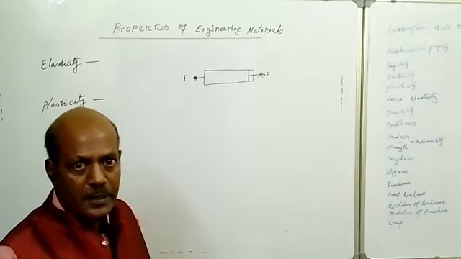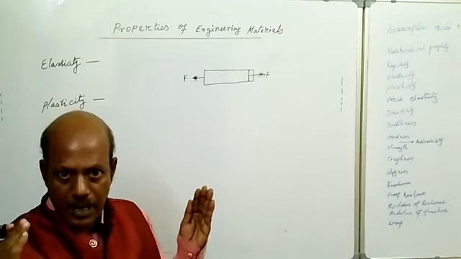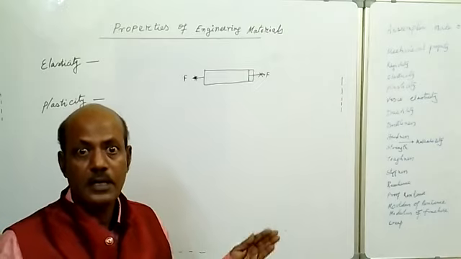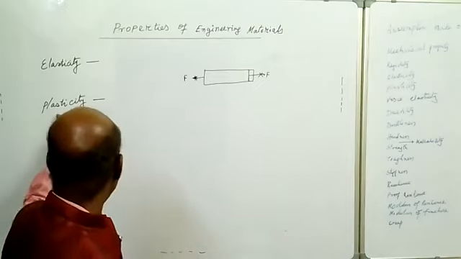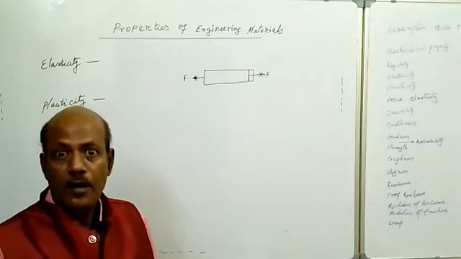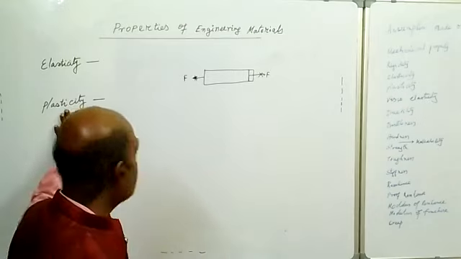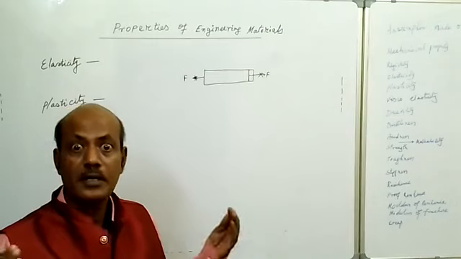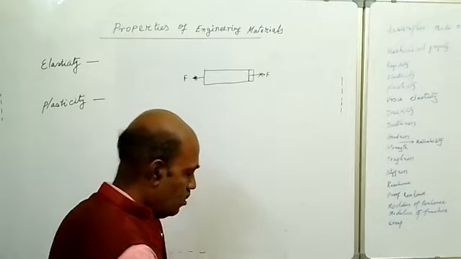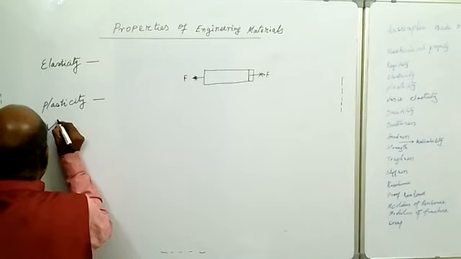This is the property by virtue of which the body can retain some deformation within it even after removal of the external load. So this property is essential mainly for metalworking operations. So this is the property by virtue of which the body can retain some deformation after removal of the external load. And the next property we will see is the viscoelastic property.